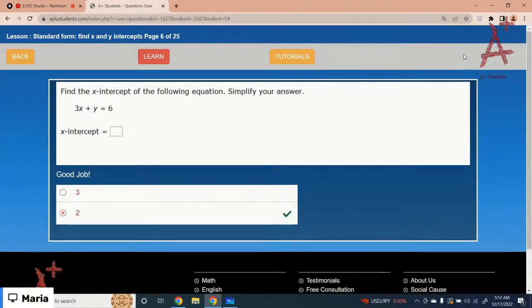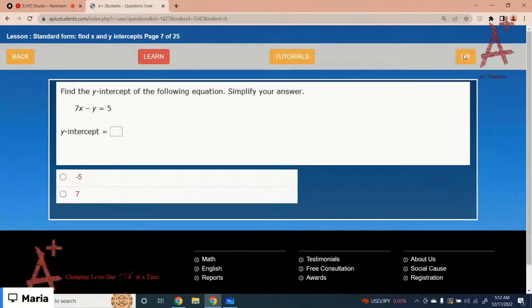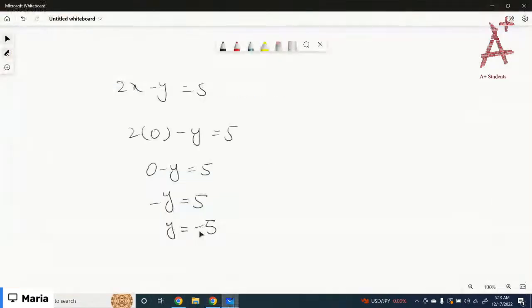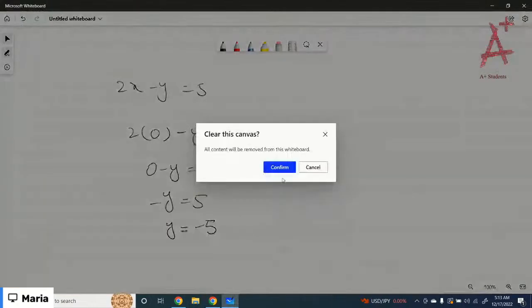Got it? Okay, you can complete the test by yourself later today. Let me just move on to the next topic. The next topic is standard form graph and equation. Let me write down the lesson name. It would be standard form graph and equation. So we have to now graph the equation. Got it?